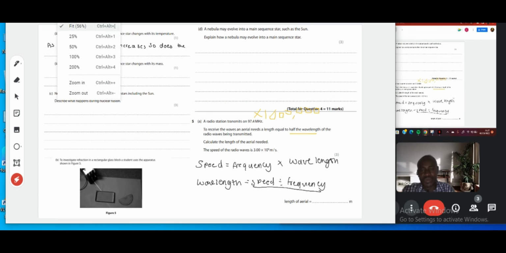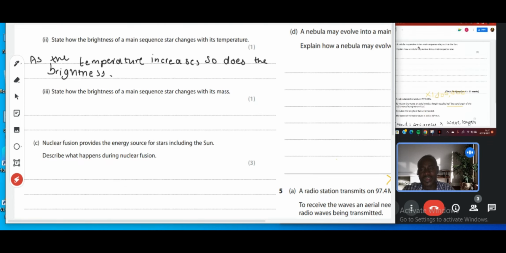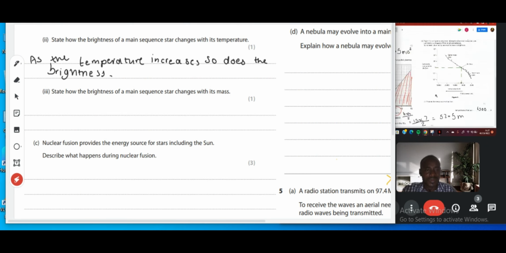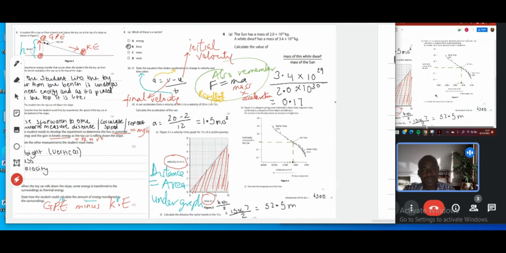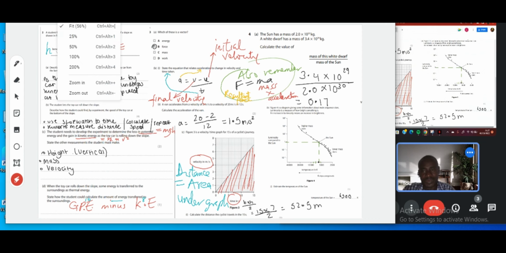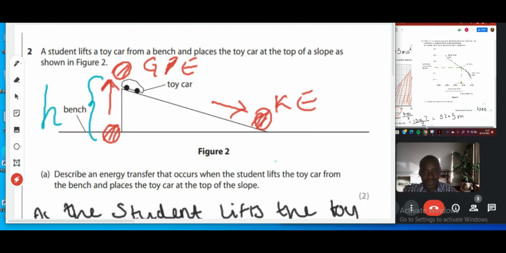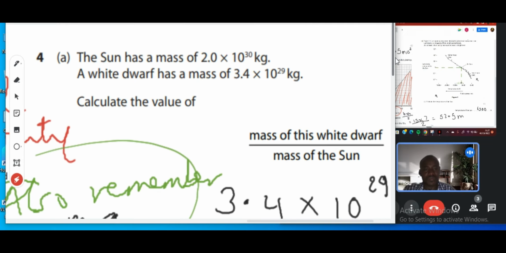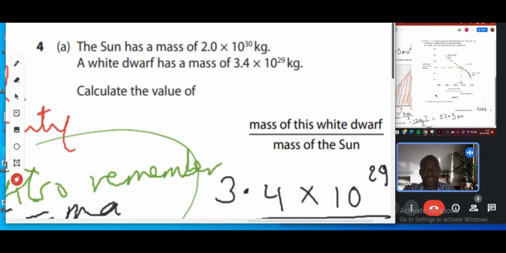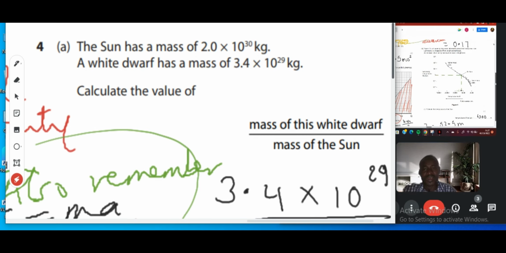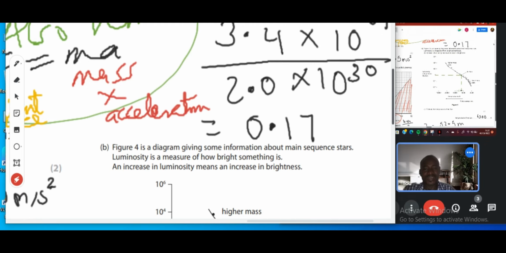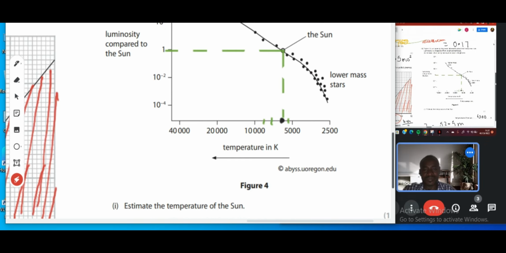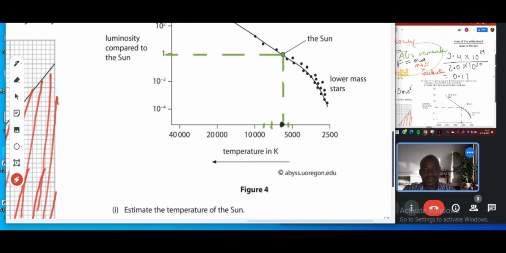All right. Were you already answering the question? It says, state, what was the first part of this question? Okay, the one we answered earlier. The first part of the question was about something. Let me just remember what it was about. Okay, it started from number 4. It said the sun has a mass of this, a white dwarf has a mass of this. Calculate the value of, all right. Okay. And then we did all this.